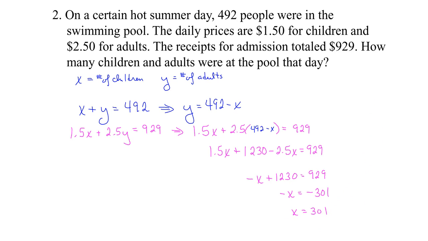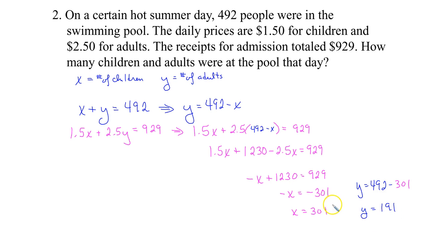How do we find y? We go back to this equation and we say y is equal to 492 minus 301. And that tells us that y has a value of 191.